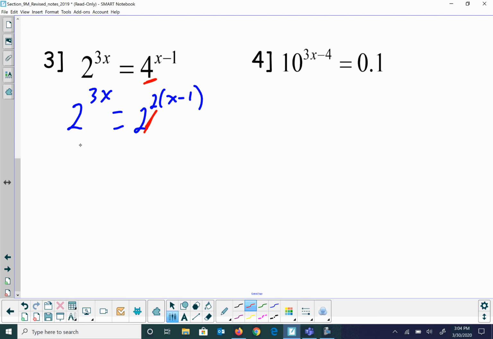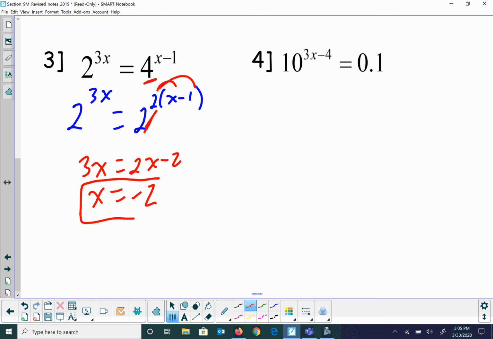So then I'm going to set the exponents equal to each other. So I get 3x is equal to 2x minus 2. Realize I distributed over the 2. Subtract 2x from both sides, so I'd wind up with x equals -2. We don't have to worry about the negative exponents up here because I can have a negative exponent. It's not called an extraneous solution in this case.